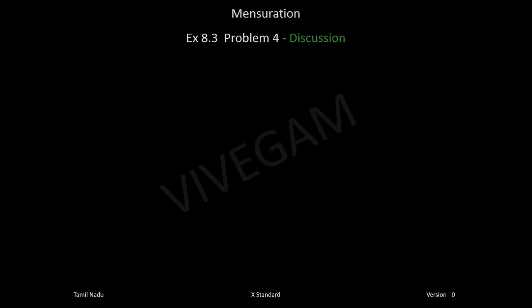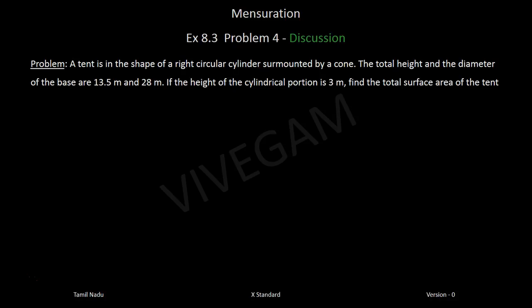Okay, exercise 8.3, problem 4, discussion. Let's read the problem. A tent is in the shape of a right circular cylinder surmounted by a cone. The total height and the diameter of the base are 13.5 meters and 28 meters. If the height of the cylindrical portion is 3 meters, find the total surface area of the tent.